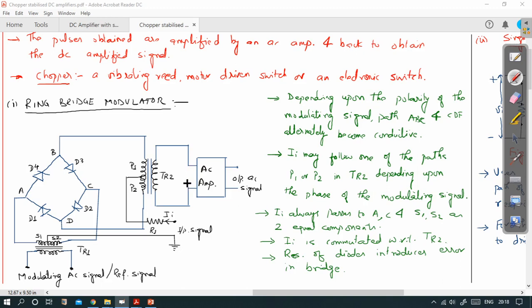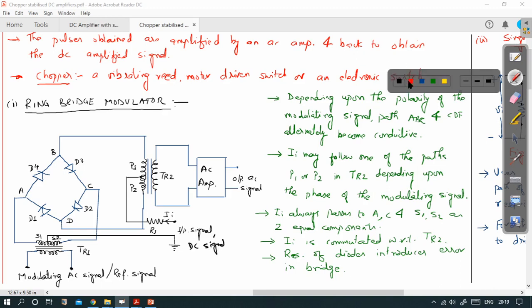And where is the input signal? This is the input signal that is coming at these terminals, at this port. This is the DC signal which needs to be amplified.